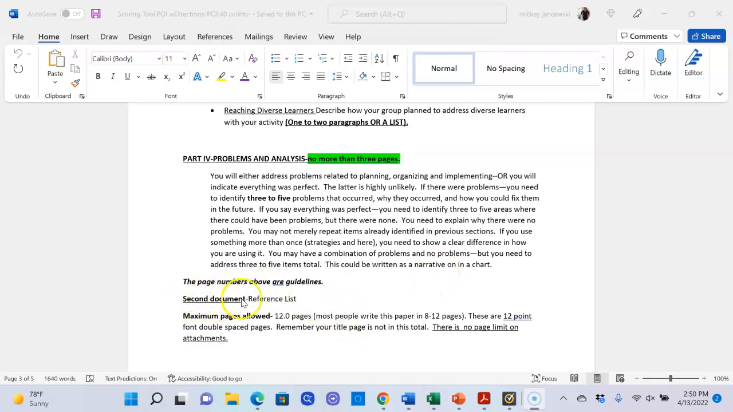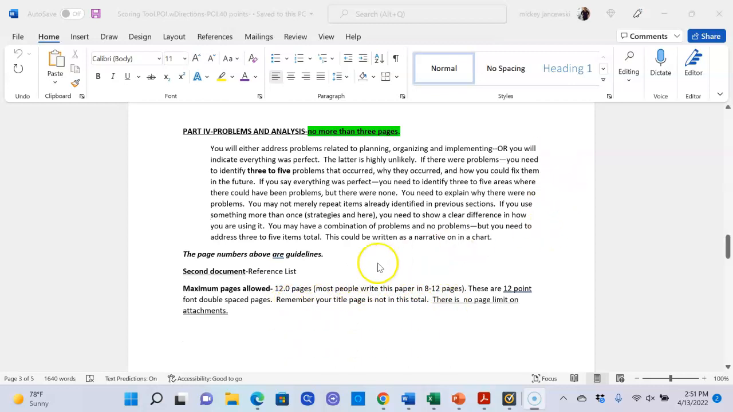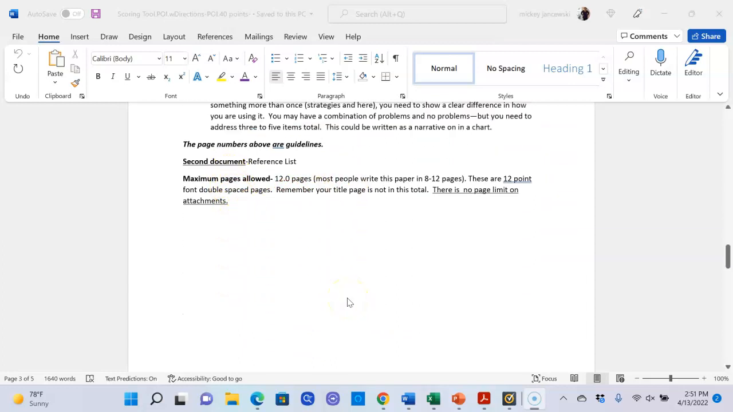If you turn in a second document, it's a reference list. I will not read more than 12 pages. So if you have 15 pages, I just won't read the end of your paper. Your title page is not in that, and your attachments or appendices will either be part of your paper or it will be a third document.